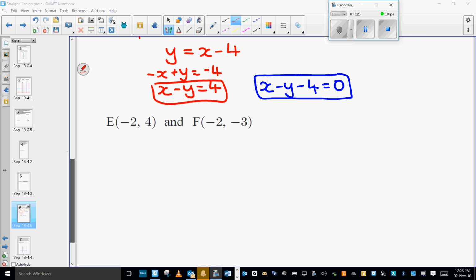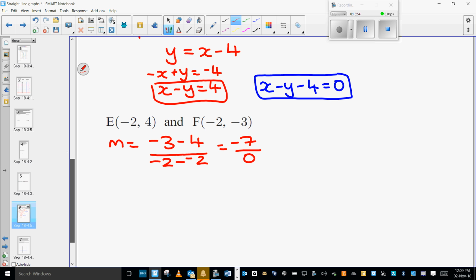Alright, so two coordinates. We're going to find our gradient. So we've got -3 subtract 4 over -2 subtract -2. So what's -3 subtract 4? -7, and -2 subtract -2 is 0. Now, what does that tell us about this line? It's undefined.